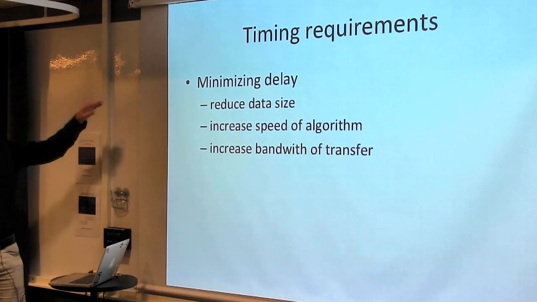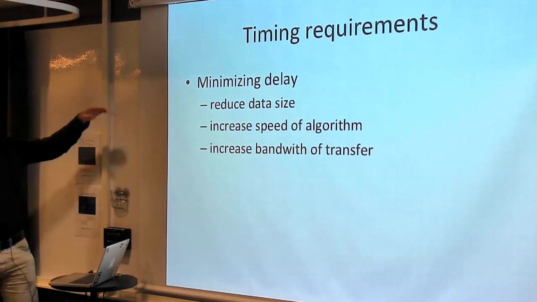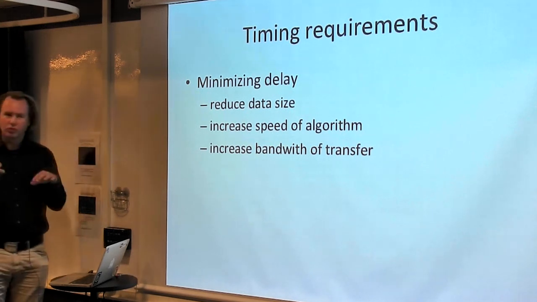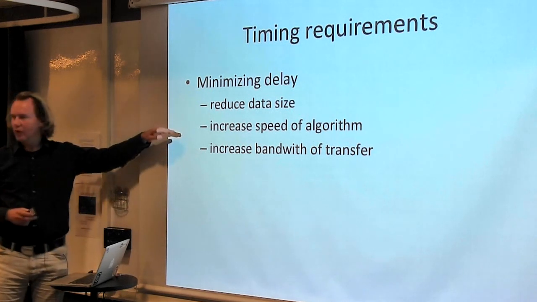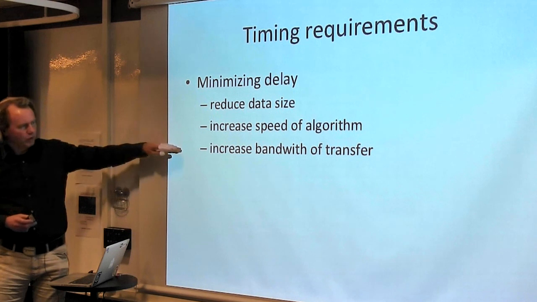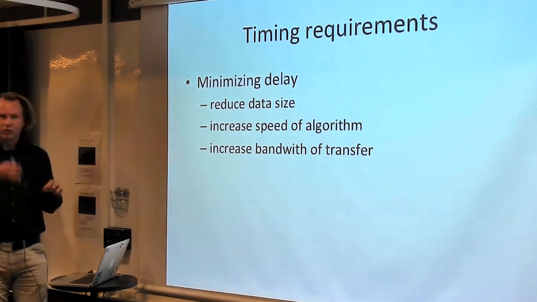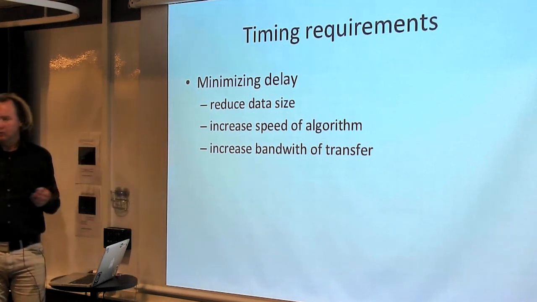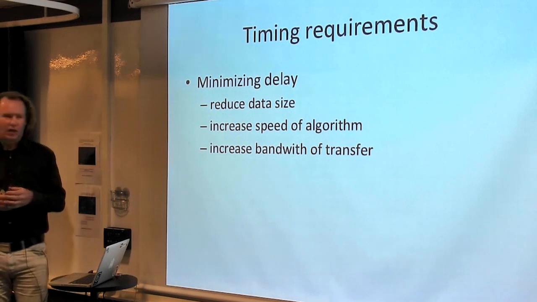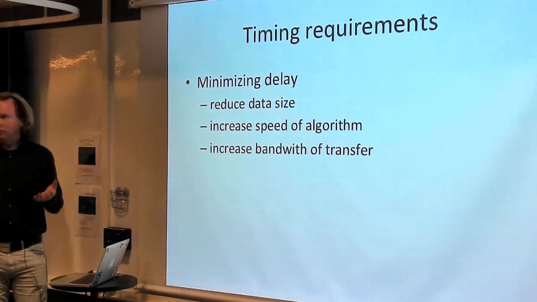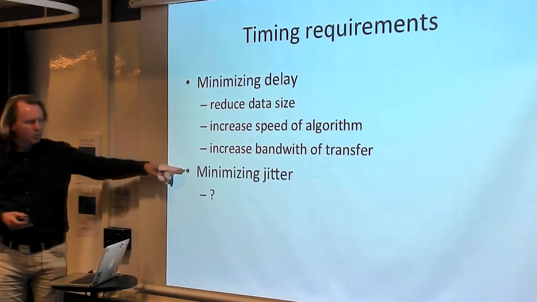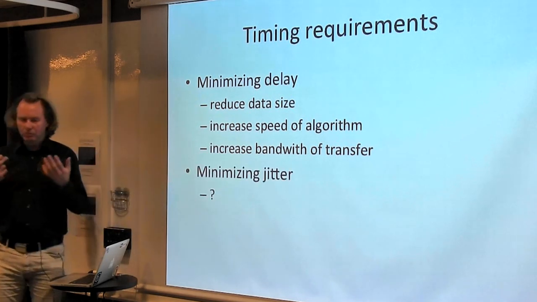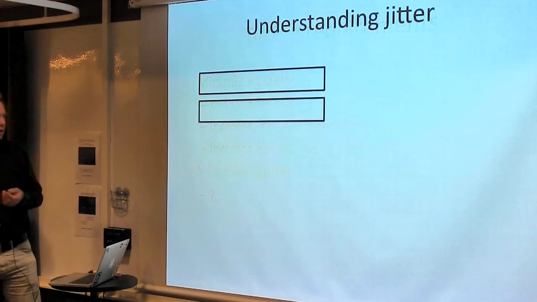Minimizing delay means you can think about reducing the data size. Don't process data that you don't need. You can of course think about increasing the speed of your algorithm. You can increase the bandwidth of your transfer. So rather than using a Wi-Fi connection provided by the university, we could have used a switch. And then using a gigabit switch would be faster than using a 100 megabit switch. But minimizing jitter is a little bit more challenging.